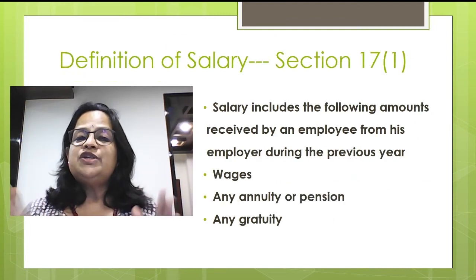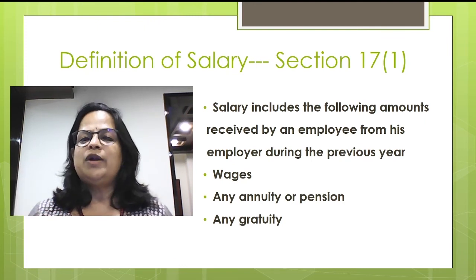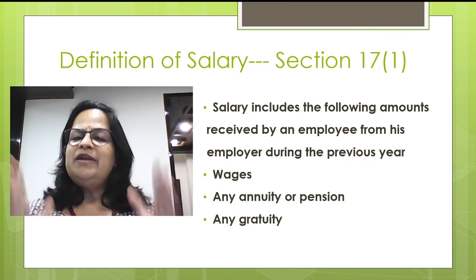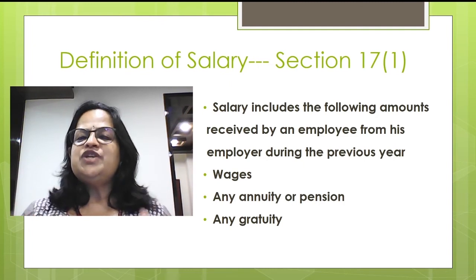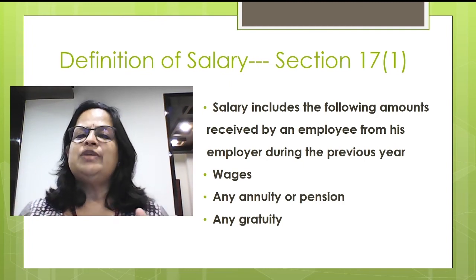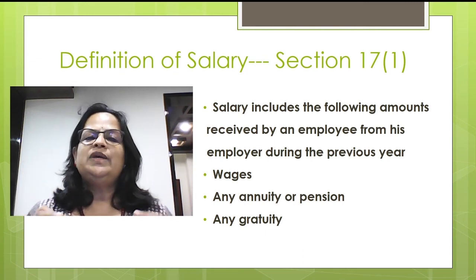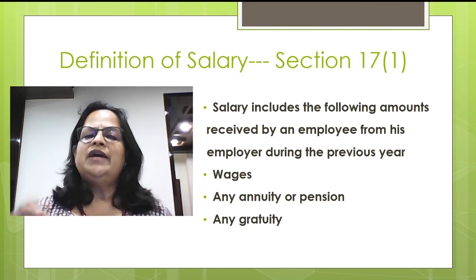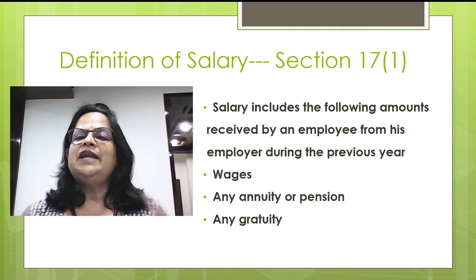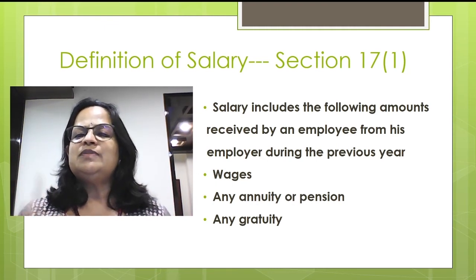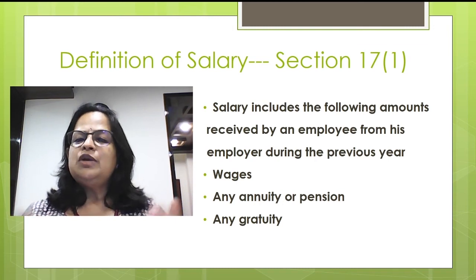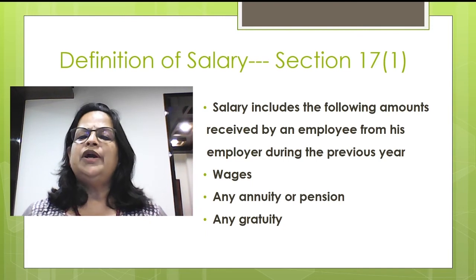Now, what is the definition of salary? This section is also important: Section 17, subsection 1. As I told you, whenever a section is mentioned in the PowerPoint presentation, you have to remember that if you get a 2-mark question, you have to quote the section also. Only wherever it's important, I have used that. So, the definition of salary, you have to learn for 2 marks with the section, Section 17, subsection 1.